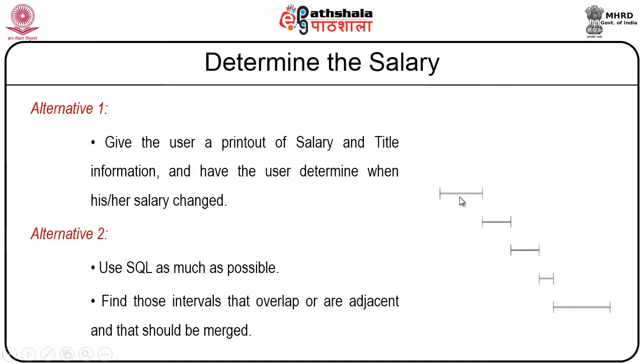If you look at temporal databases overall, in this particular case, he has joined on one date and ended on another date, and on the subsequent or the same date, his designation would have changed. From that instance it would go to the other instance, and on the same date it would go to another instance. Likewise it continues, but there can be overlap on certain instances. That is what the second alternative is about: find those intervals that overlap or are adjacent, which in the actual query should be merged.